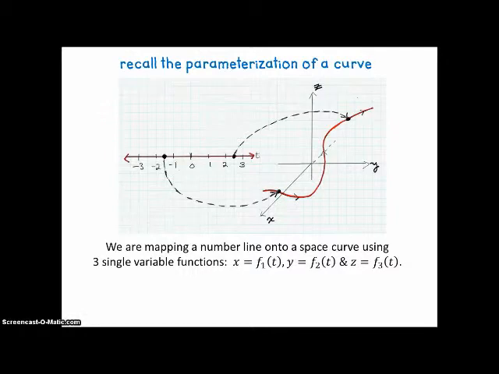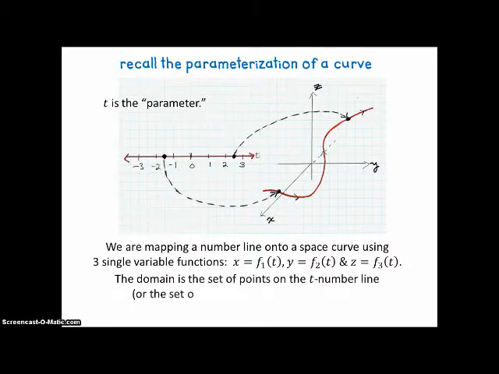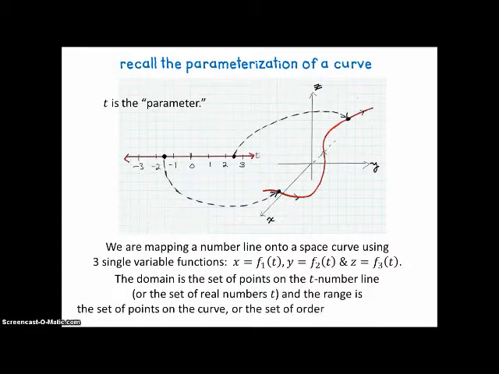So we're doing a transformation from a straight line onto a curve. And usually we don't think about going backwards from the curve onto a straight line, but in some applications that's exactly what we do. We go from a complicated situation back into a simpler situation in order to do our calculations. Now t is called the parameter in this case, and the domain is a set of points on the t number line, or the set of real numbers t, and then the range is a set of points on the curve, or the set of ordered triples, x, y, and z.